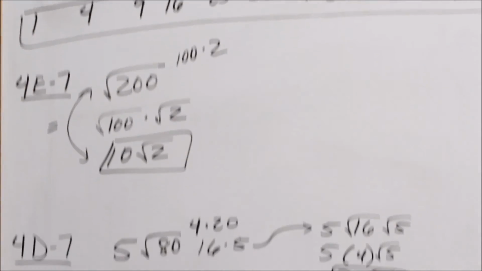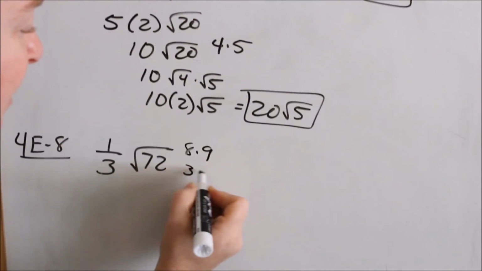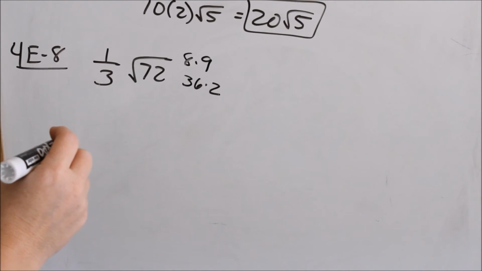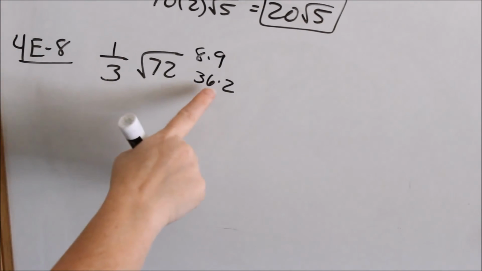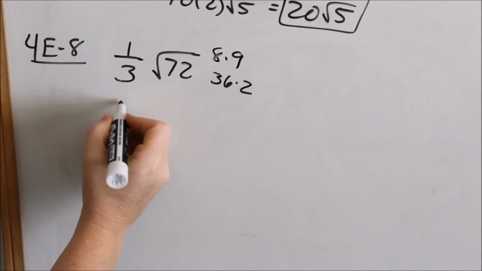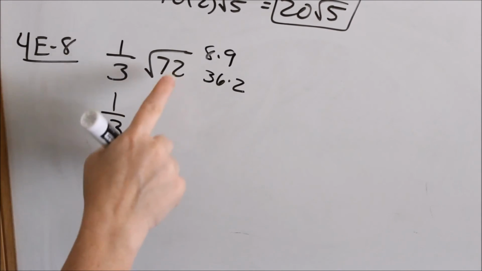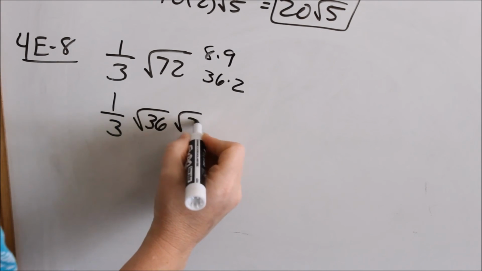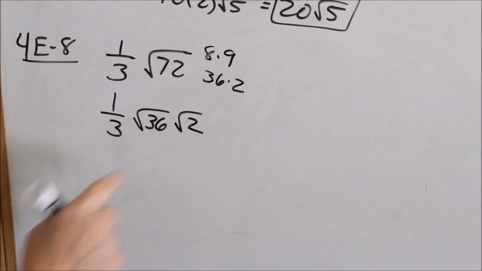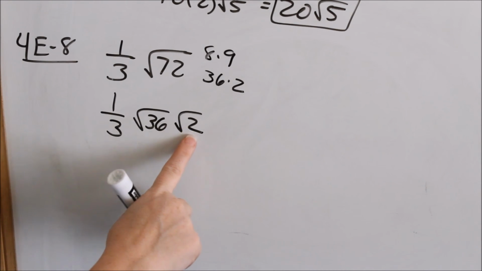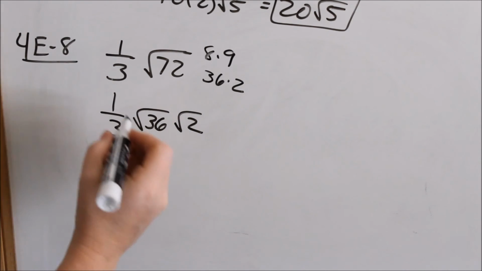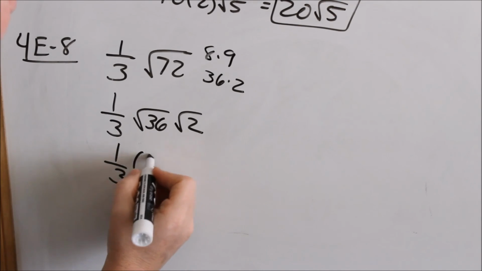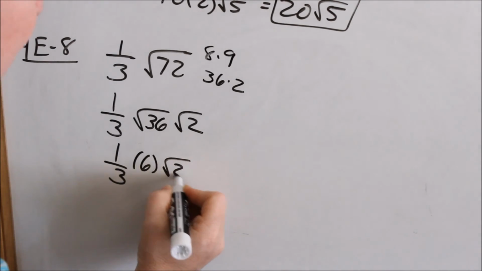So now I'm going to use 36. 36 times 2 is also factors of 72. So I'm going to use 36 times 2, and I'll just leave my 1/3 out in front. Break this up into square root of 36, I usually write my perfect square first, times square root of 2, because square root of 36 times square root of 2 is square root of 72. Leave my 1/3 in front. Square root of 36 is 6 times square root of 2.